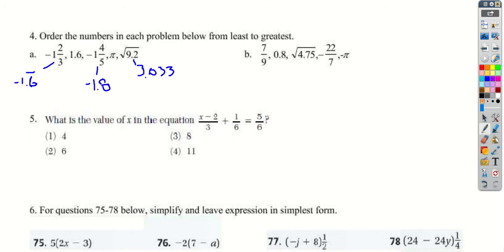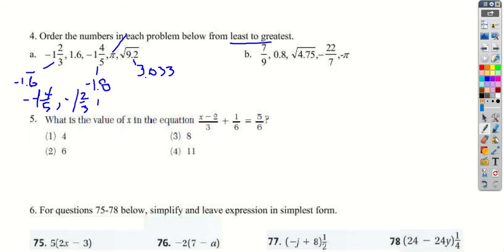So I need to order them from least to greatest. The smallest number is the one that is the biggest negative number. That's negative 1.8, and on the number line it's furthest to the left. Then the next negative number is negative 1.6 repeating, or 1 2/3. Actually, I want to list the numbers that they gave me. So this is negative 1 4/5, negative 1 2/3.